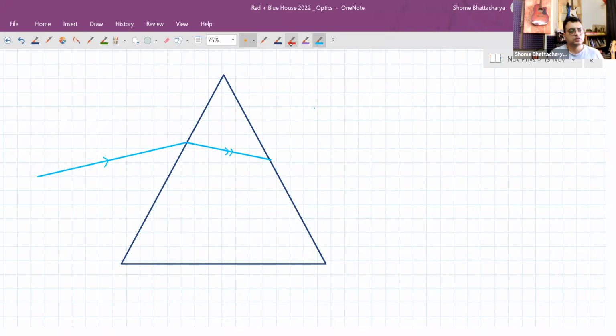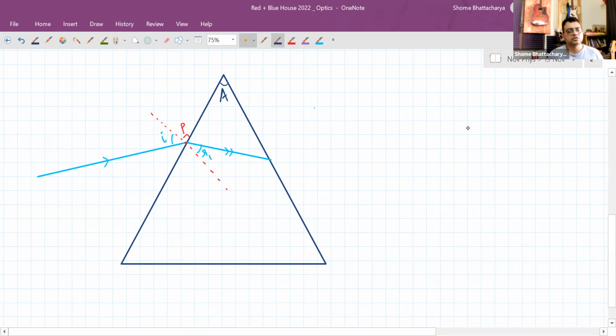So this is the first thing that is happening. So here, if I draw the normal at the point of incidence, generally we refer to the angle between the two surfaces which are refracting as the angle of the prism with the symbol capital A. Now we'll call this point of incidence P. So the angle of the incident ray with respect to the normal is the angle of incidence, and in the first refraction, this angle becomes the angle of refraction R1.